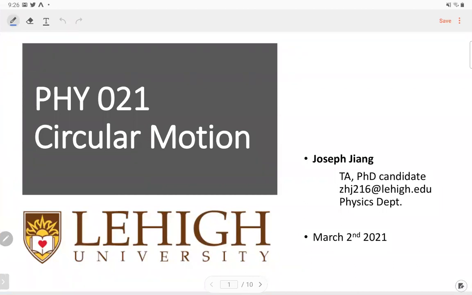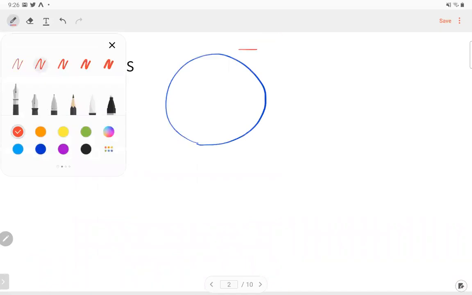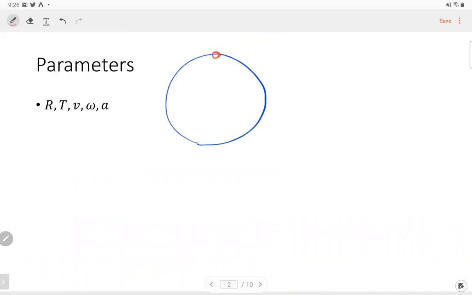Okay, today I'm going to talk about circular motion. Circular motion is a motion in which the trajectory is a circle. And if the trajectory is a circle, then we have several parameters to describe this motion. The first one will be the radius of the circle. If we have a circle and an object, the object could be anywhere, but no matter where the object is, the radius of the circle r is a constant. So this is a constant, it doesn't change.